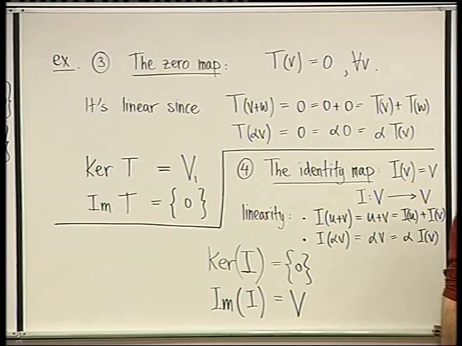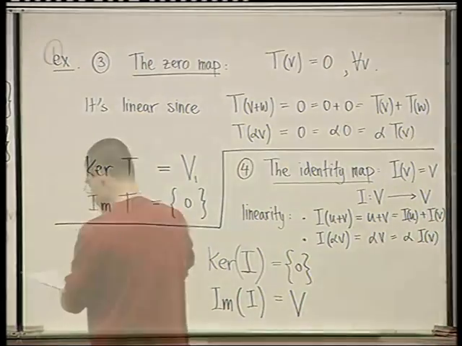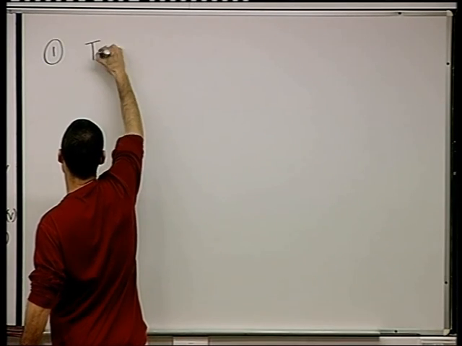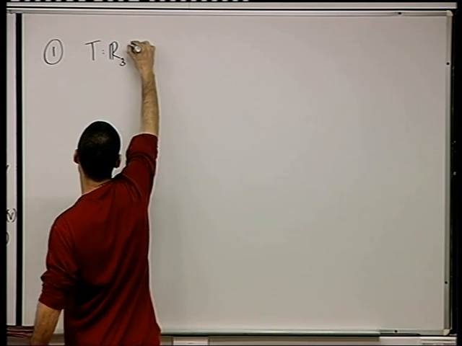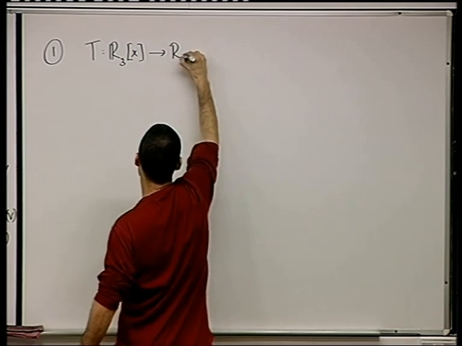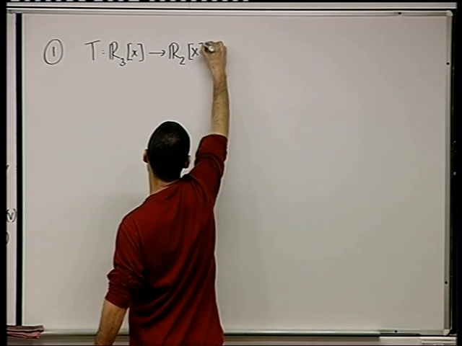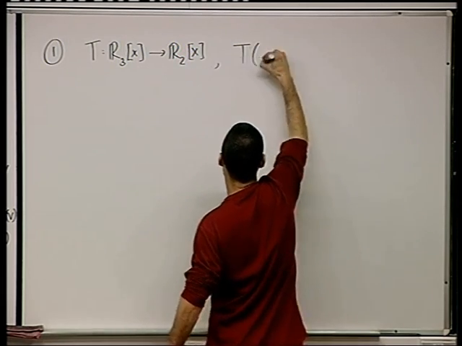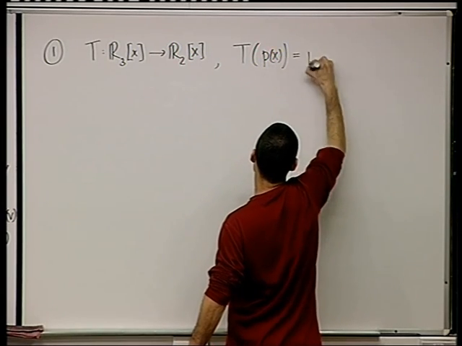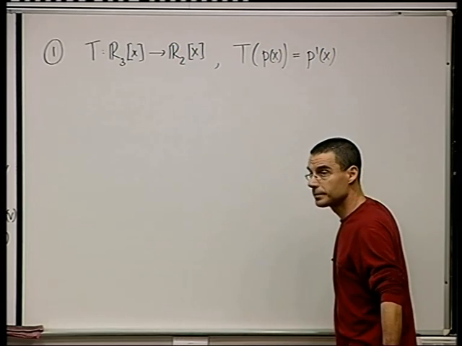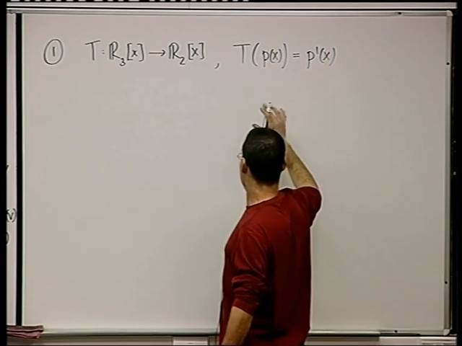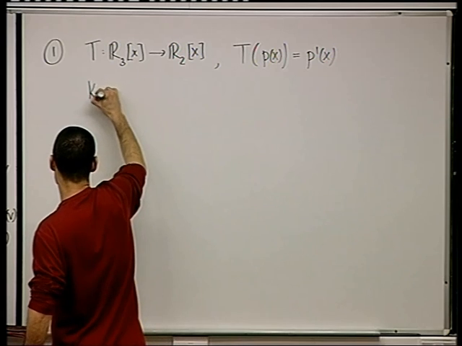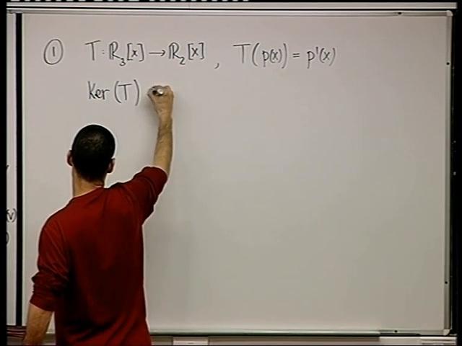Okay? So example 1, I'm going to quickly remind you, was the transformation from V3 to V2, polynomials of degree less than or equal to 3 and polynomials of degree less than or equal to 2, that sent a polynomial to its derivative. Remember this example? Okay. And we verified already that it's indeed a linear transformation. Okay. So what I'm asking now is, what is the kernel of this transformation?